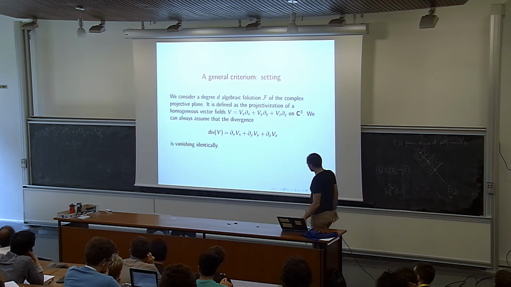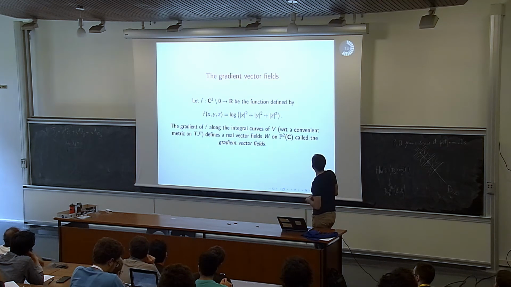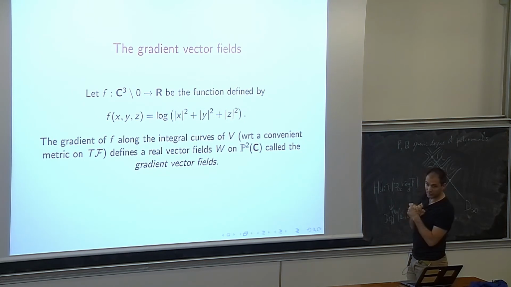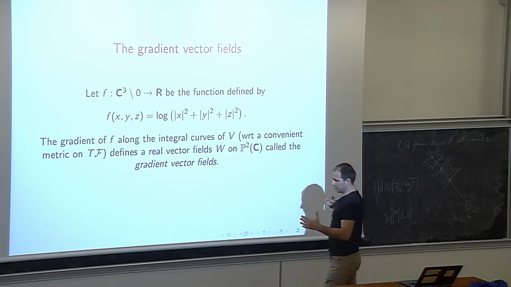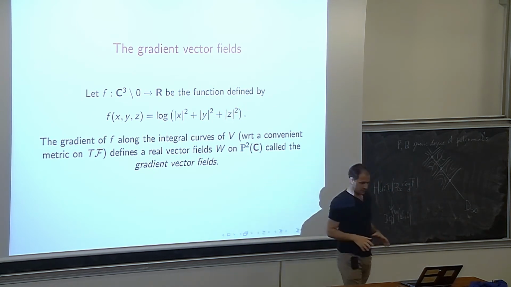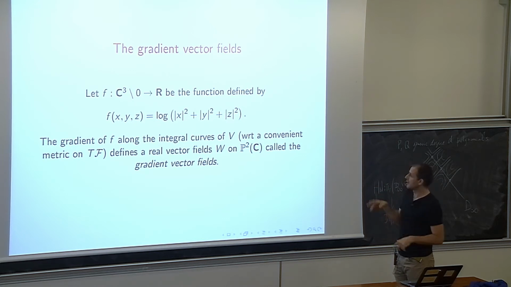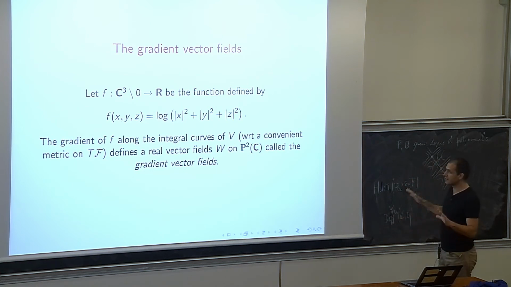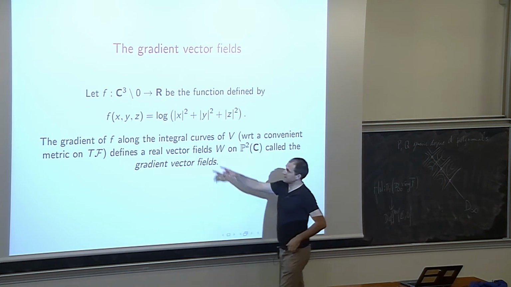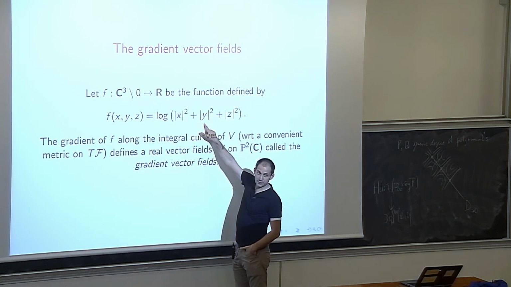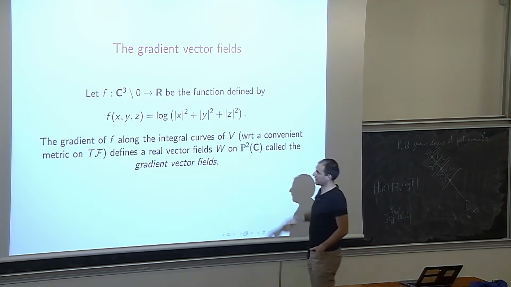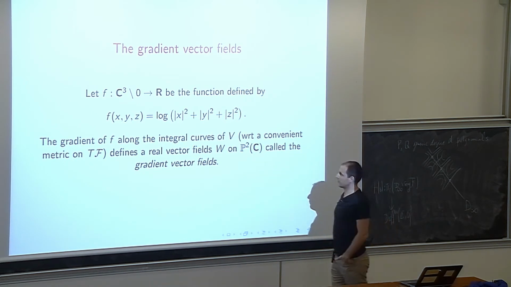Okay, so we take these vector fields, and now the main new tool in our study of that foliation is to introduce this gradient vector field. So this is a vector field on P2, which is not at all holomorphic. It's a real vector field, which is tangent to the foliation, and which is going to have some nice hyperbolic properties. So let me just describe. This is completely general. For any foliation, you can do that. So you take this function, which is just a log of the Hermitian norm in C3. And in fact, you can play with other kinds of functions, but this is the simplest one.